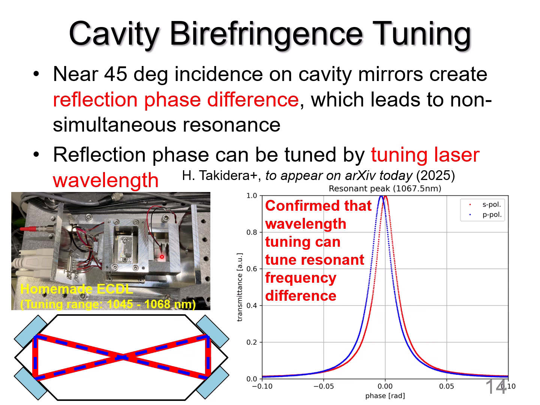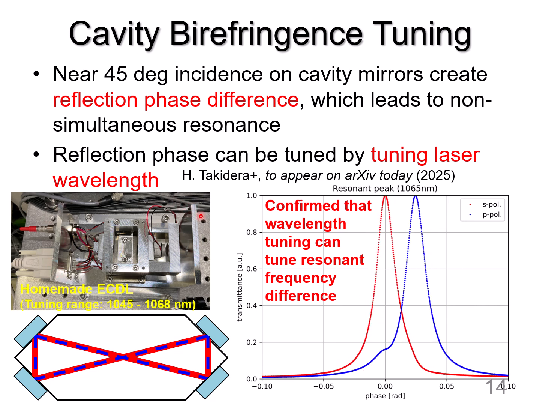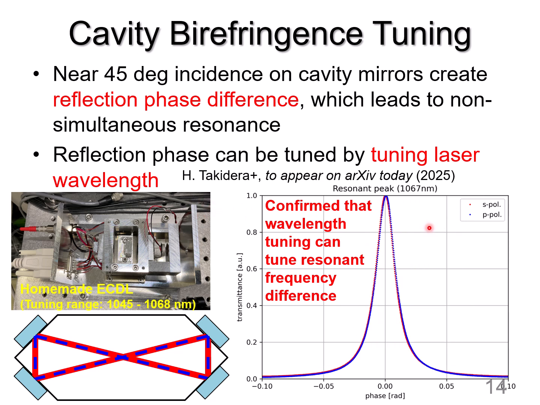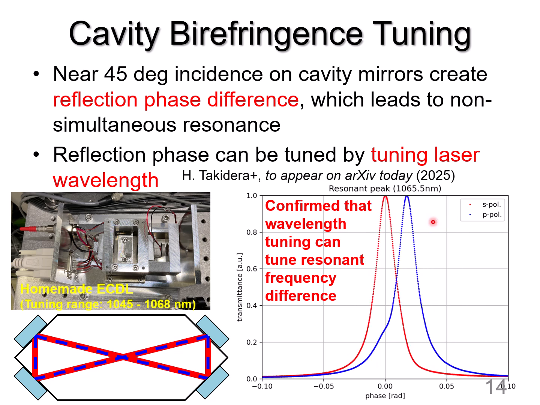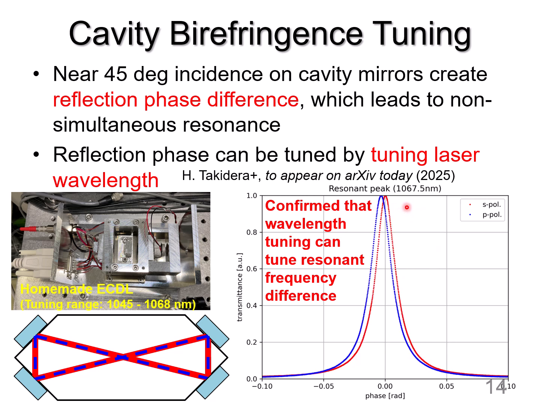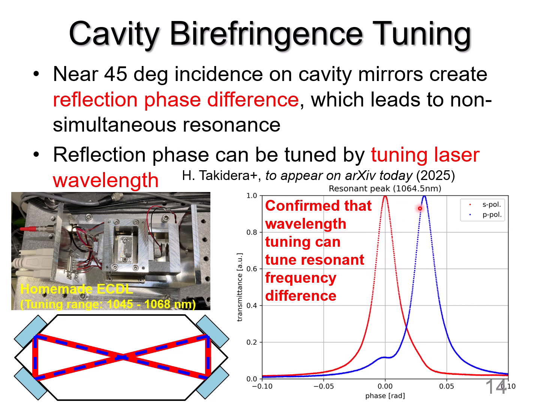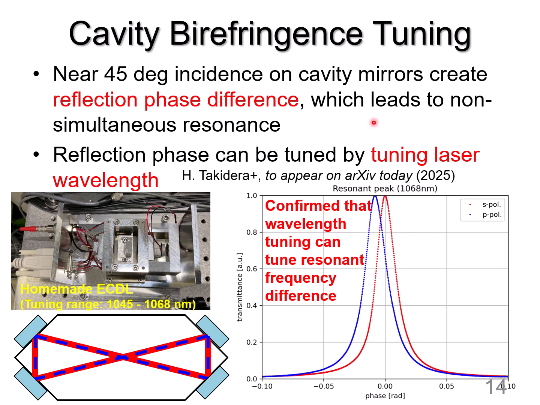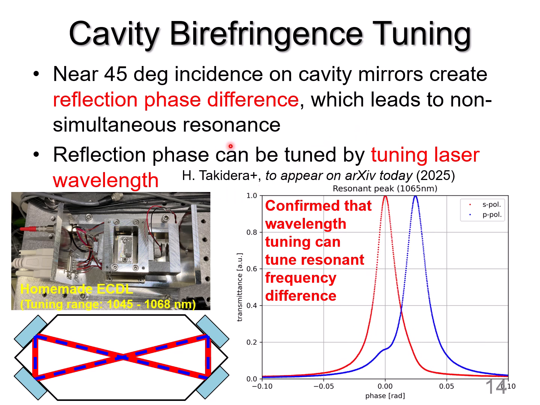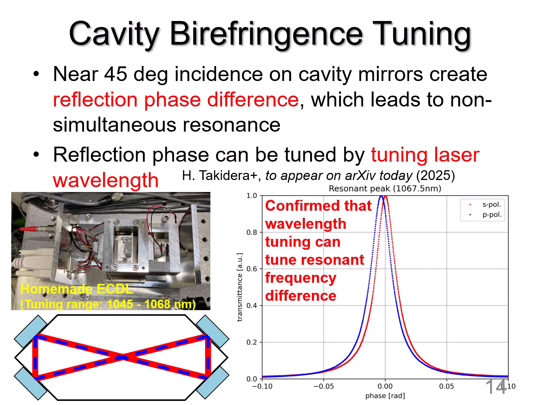So we developed our external cavity diode laser, abbreviated as ECDL, which can tune the laser wavelength, and we demonstrated that the resonant frequency difference can be tuned by tuning the wavelength. This shows the resonant frequency shift as a function of laser wavelength, and at 1067 in this case, S polarization and P polarization resonate at the same time. So you can enhance the sensitivity at low frequencies. Our principle and demonstration of this kind of experiment is reported in Takeda-kun's paper, which should appear on arXiv today.